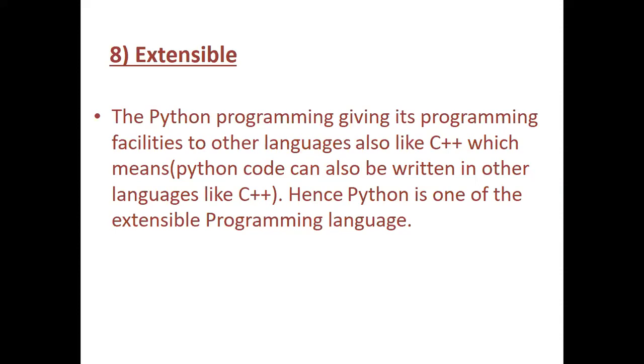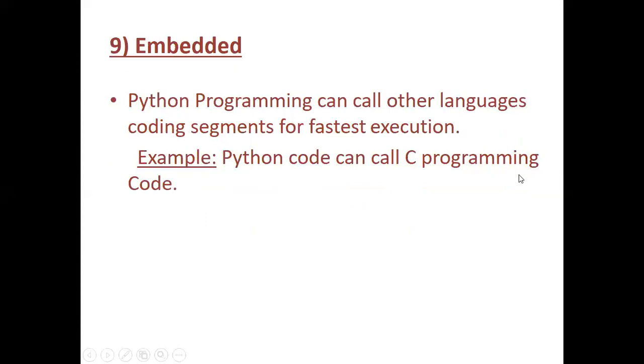Now embedded. Students, Python programming can call other languages' coding segments for fastest execution. So what does Python programming do? It can call the other languages' coding segments for its fastest execution. That is why it is an embedded language. Example, Python code can call C programming code also.